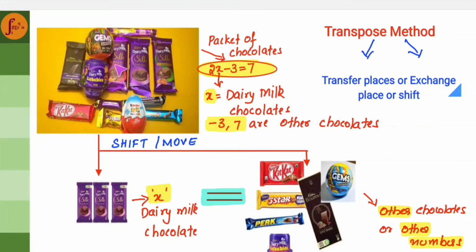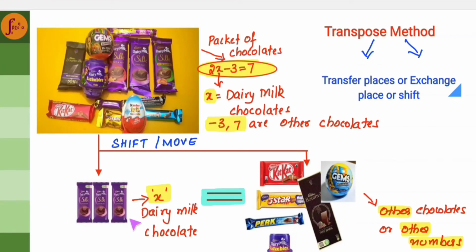Normally what we do, we pick Dairy Milk Silk chocolates, put them on one side, and all the other chocolates which we don't want, we put on the other side. That's a normal thing that we do. Whatever we want, we put on one side, and whatever we don't want, we put on the opposite side. So in this case, let's assume that x is nothing but Dairy Milk chocolate, because we don't know the number of Dairy Milk Silk chocolates that we have. We don't know, so we call it x. And 3 and 7 are other chocolates.